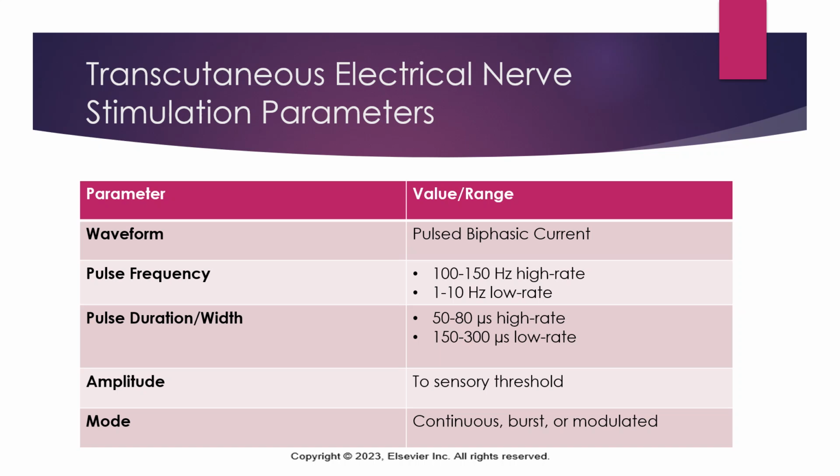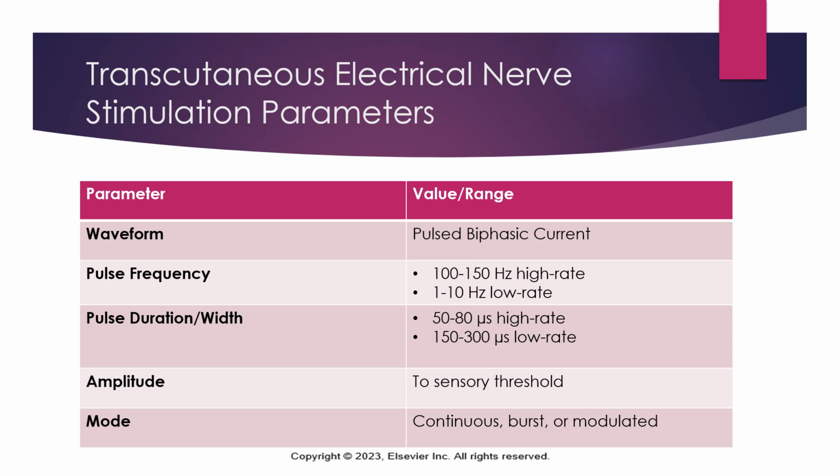Okay, so these are the parameters I want you to know for TENS specifically. Like we mentioned just a second ago, this is a pulsed biphasic current. The pulse frequency, if we're using high rate TENS, ranges from 100 to 150 hertz. If we are using low frequency settings, the opiate release theory, it's going to range from 1 to 10. Okay, so remember, 100 to 150 is high rate. That's gate theory, only sensation. 1 to 10 is low rate. We're probably going to see some muscle twitching here. That's the opiate release theory.